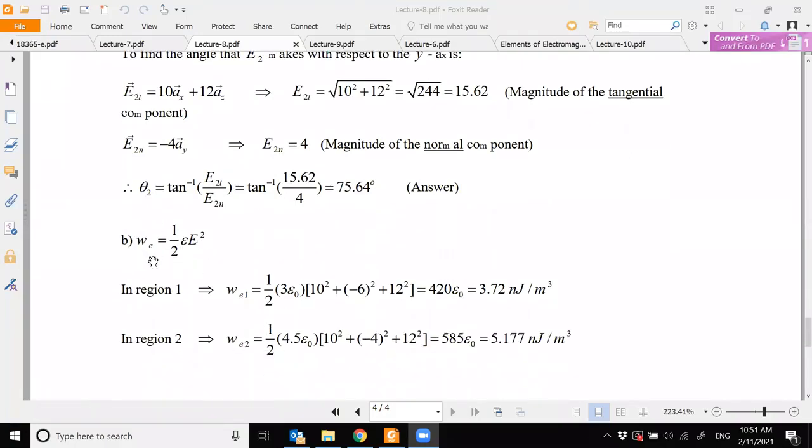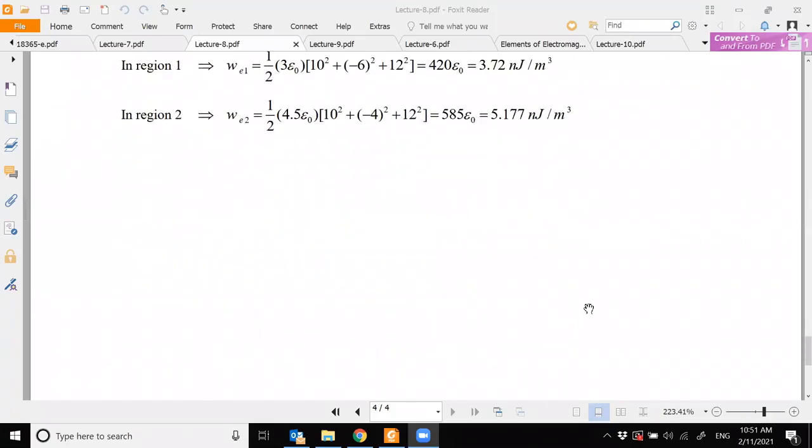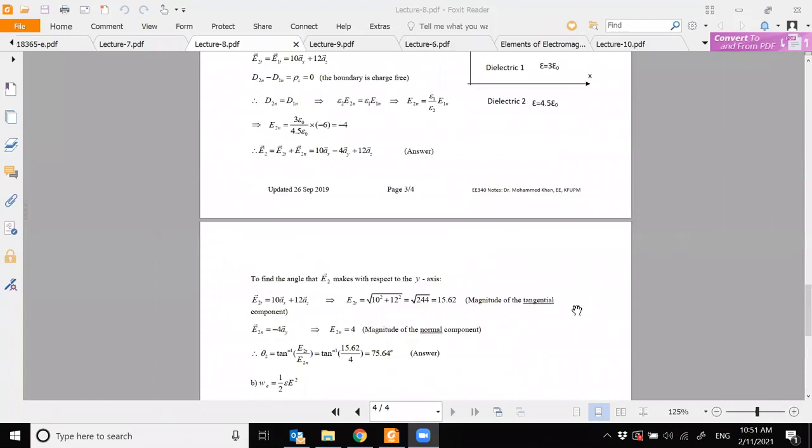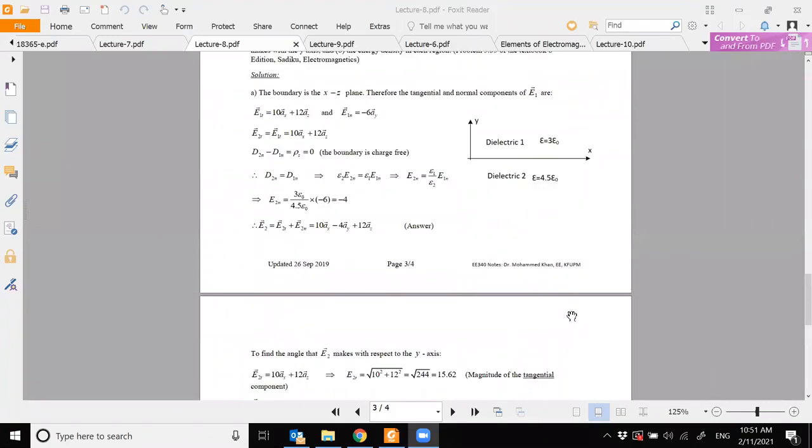And the energy density, we know it: it is half epsilon E squared. In region 1, it will use E1 squared, and in region 2, it will use E2 squared, in nanojoules per meter cubed. Got it? So this is how we can find the unknown electric field in the second region.